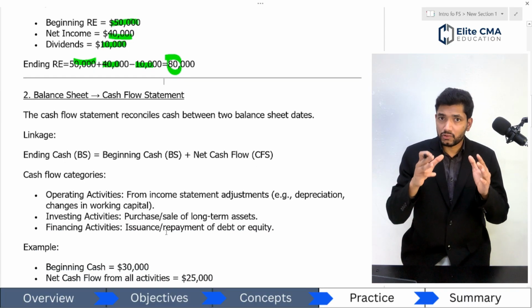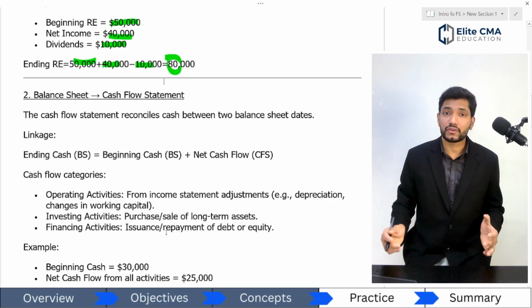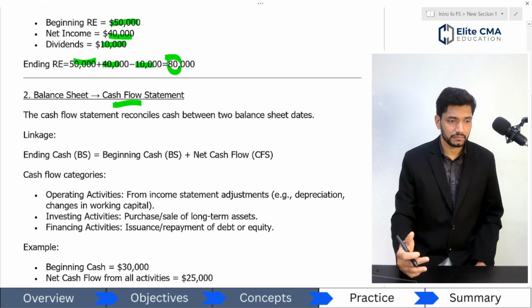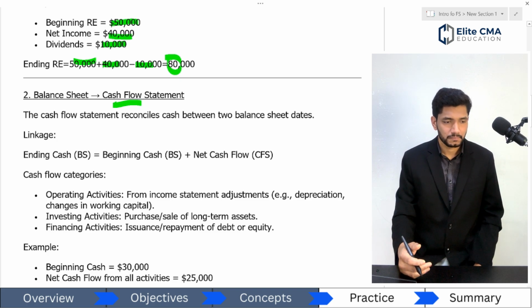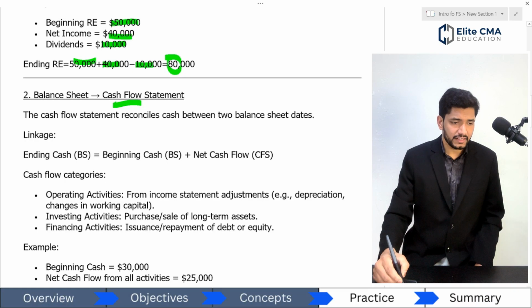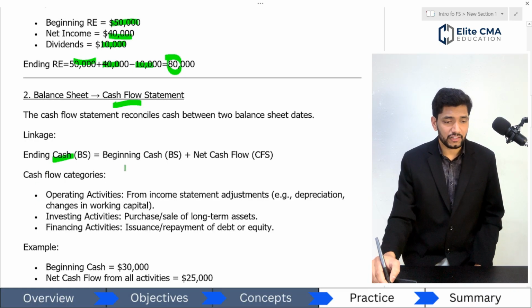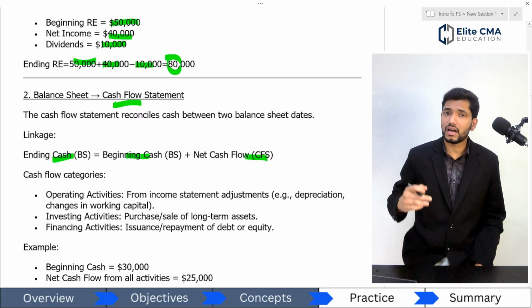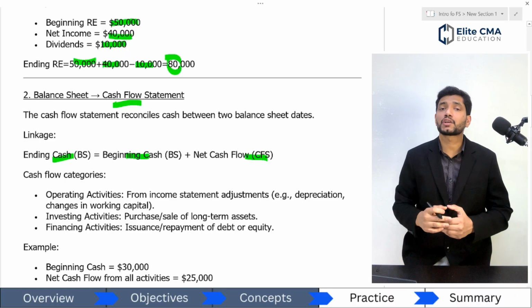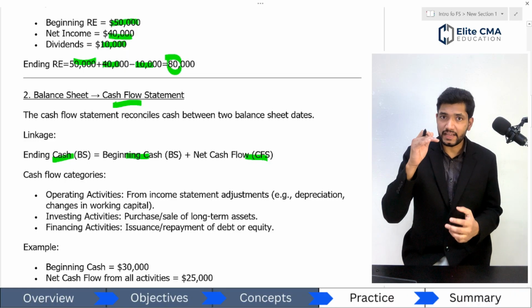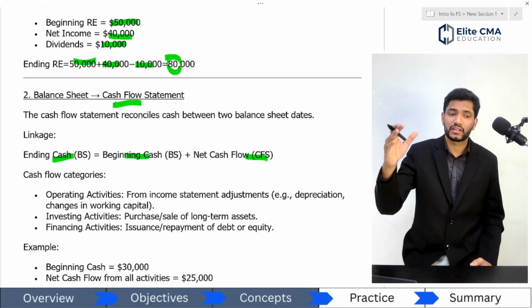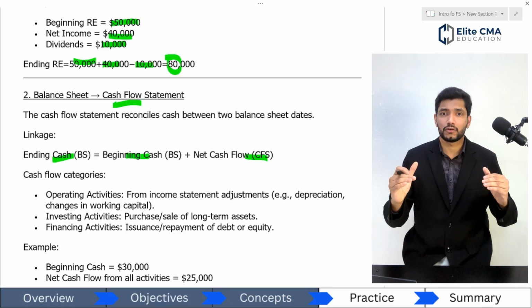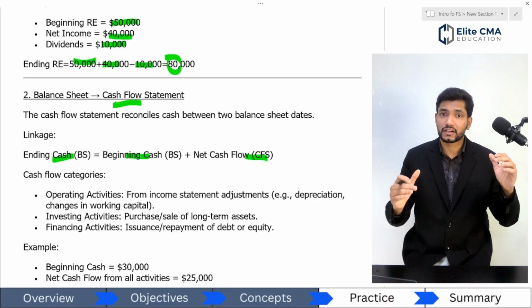Let's move to the second connection, that is balance sheet to cash flow statement. How are the balance sheet and cash flow statement interconnected? The key linkage is that the ending cash balance is the beginning cash in the balance sheet plus the net cash flow from the cash flow statement. If the net cash flow increases, the ending cash in the balance sheet also increases. If the net cash flow decreases, the same effect applies, and the ending cash balance will decrease.